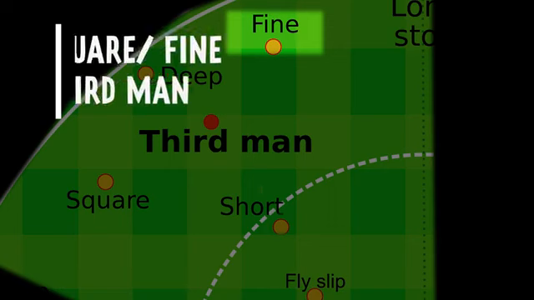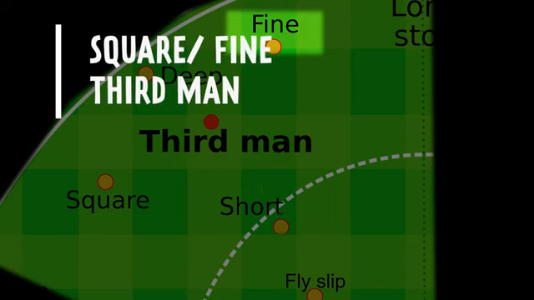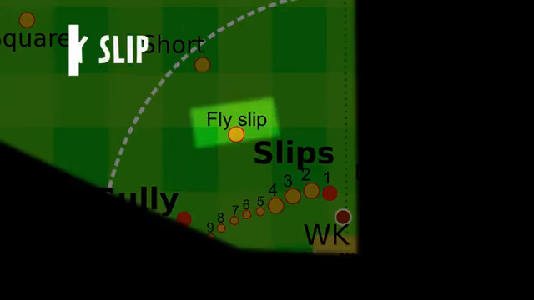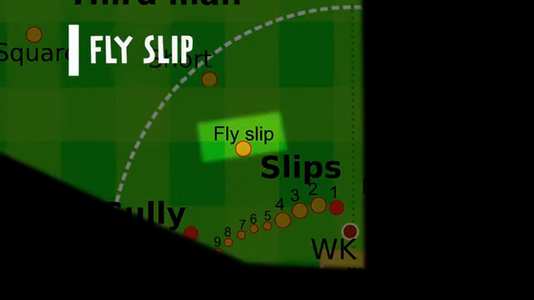If the fielder is moved towards his left, it is fine third man, or square third man when moved in the opposite direction. Fly slip can be any fielder placed between the short third man and slip cordon.